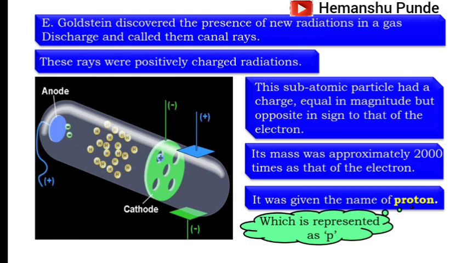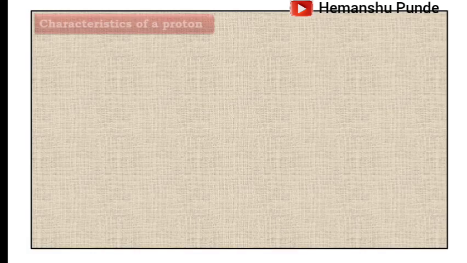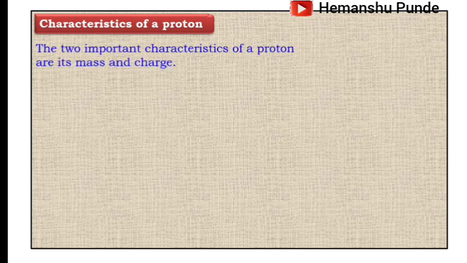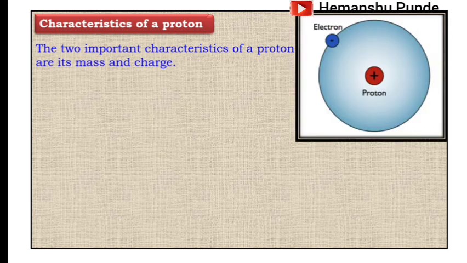So proton will be represented as P. Now we are going to learn the characteristics of a proton. The two important characteristics of a proton are its mass and its charge. Here is the diagram in which proton and electron are shown.